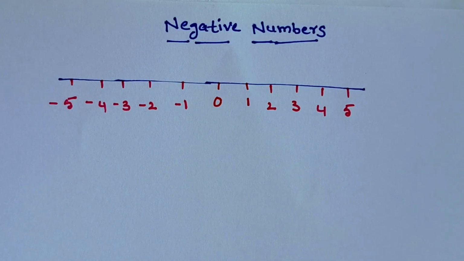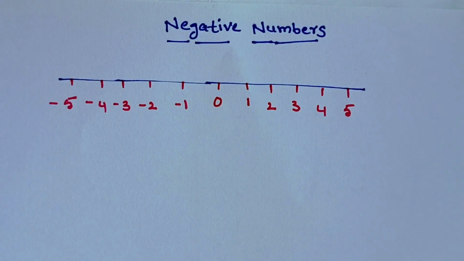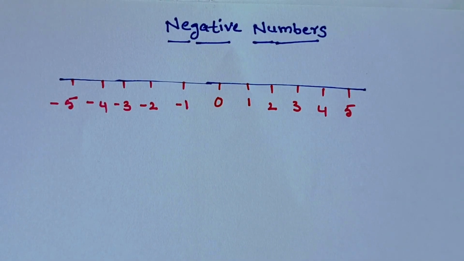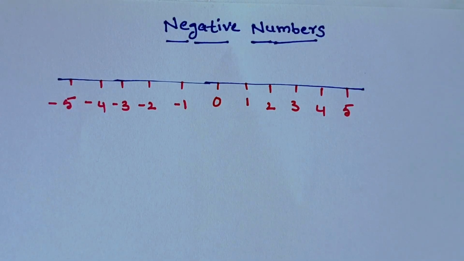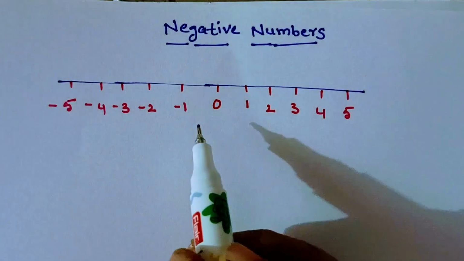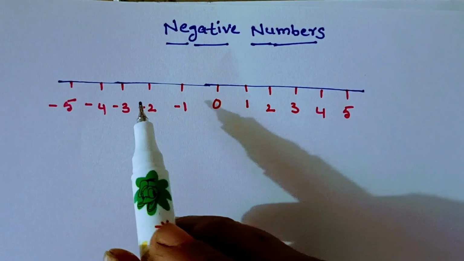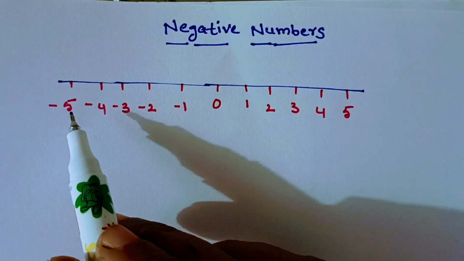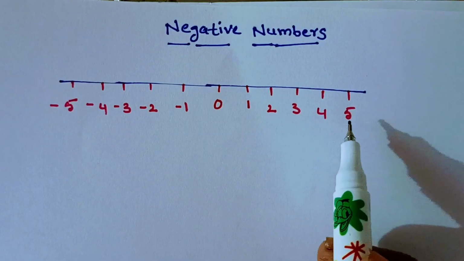Tell me, where do we use negative numbers in our daily life? We use negative numbers while measuring temperature. Mountain areas sometimes have temperature below zero. We also use negative numbers to represent loss, depth and basement floors. See this number line. As we move towards the left, numbers become smaller. As we move towards the right, numbers become bigger.